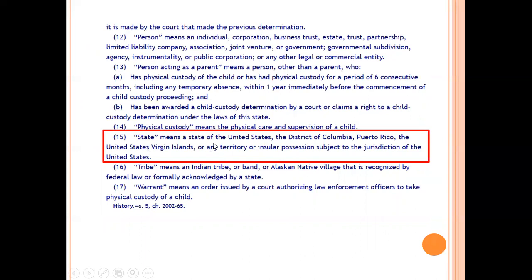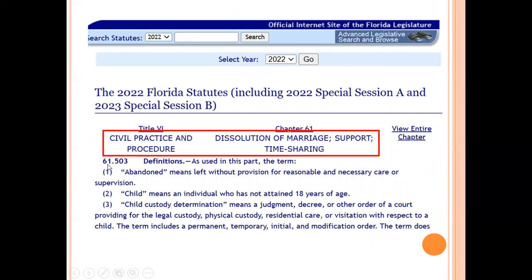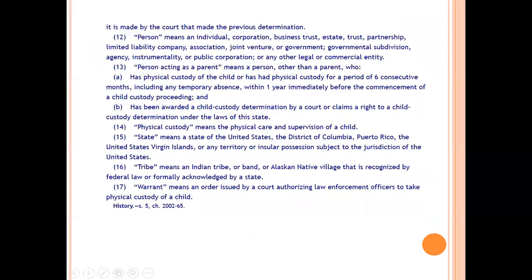State means a state of the United States, the District of Columbia, Puerto Rico, the United States Virgin Islands, or any territory or insular possession subject to the jurisdiction of the United States. Okay, again, we went right here, you guys, to 61.503, civil practice and procedure, dissolution of marriage, support, time sharing. Okay, fine. Don't worry, we have some more to come.